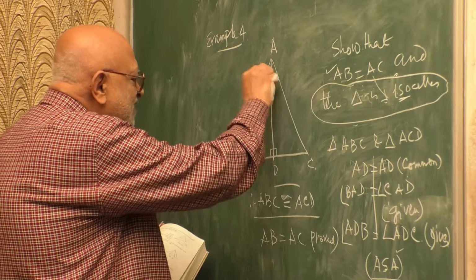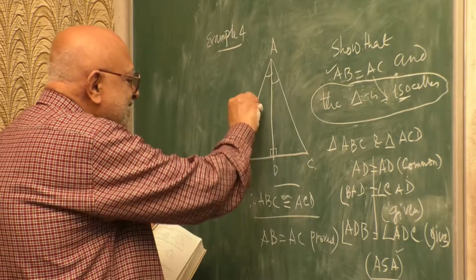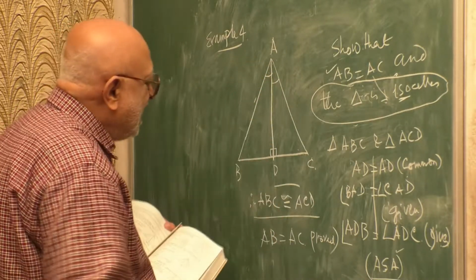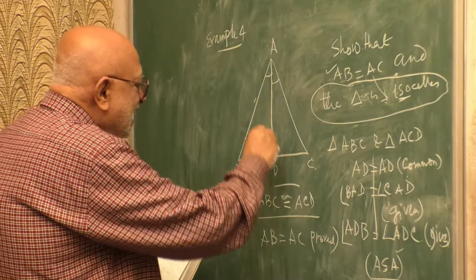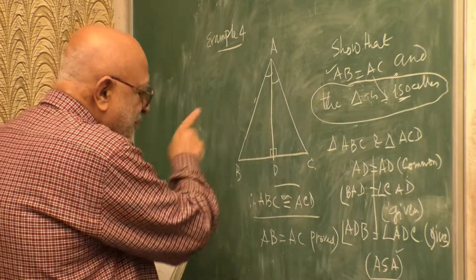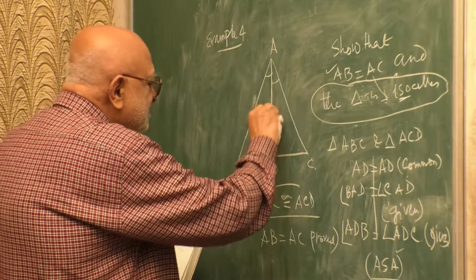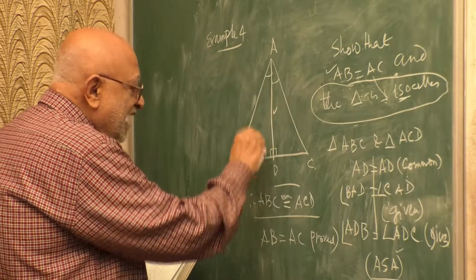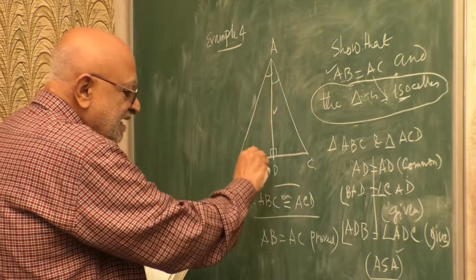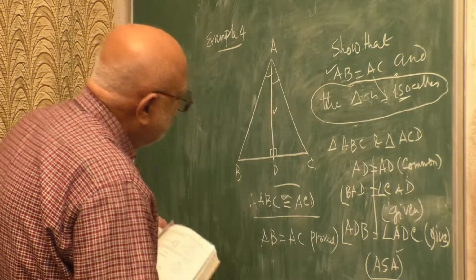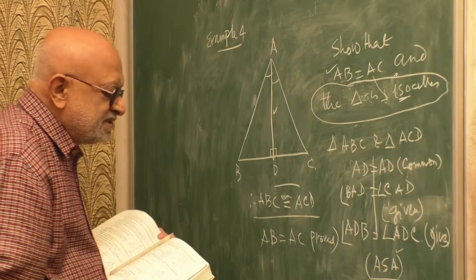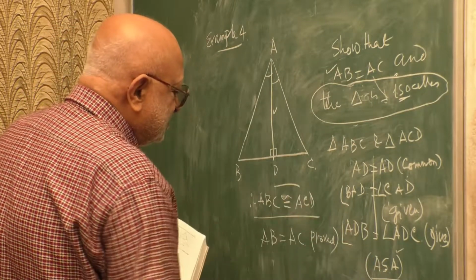Okay, so 1, 2, and a side here. This is not the side, this we have to prove, AB equal to AC, this is not this one. So you have angle, side, angle. Okay, this AD is the common side. So you have congruence by this rule.